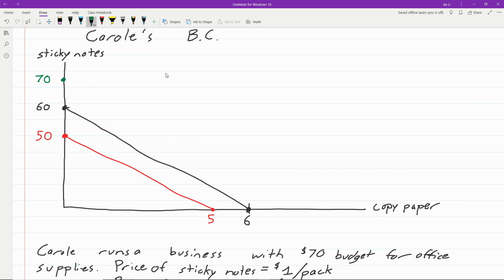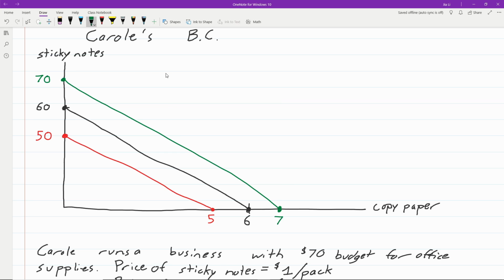And you won't need to worry about drawing it to scale either when you are drawing this kind of stuff. But just so you know, that's not going to be drawn to scale, and that's fine. And if she spends her entire budget on copy paper, well, then she can afford 7 stacks of copy paper. So then to represent all the other possible combinations of sticky notes and copy paper that she can buy with a $70 budget, there we are. I'll just draw the line to connect those 2 points.